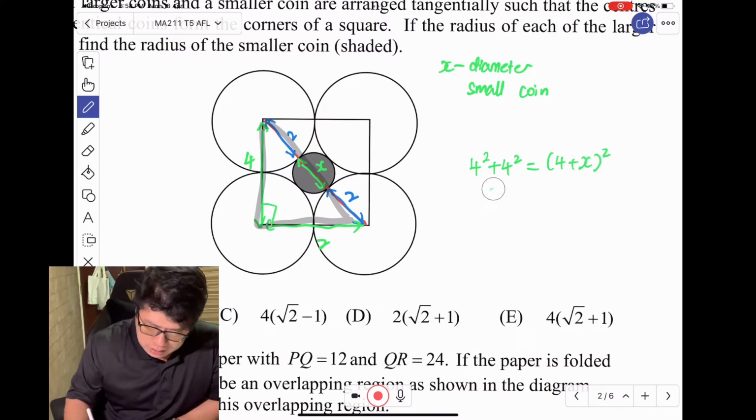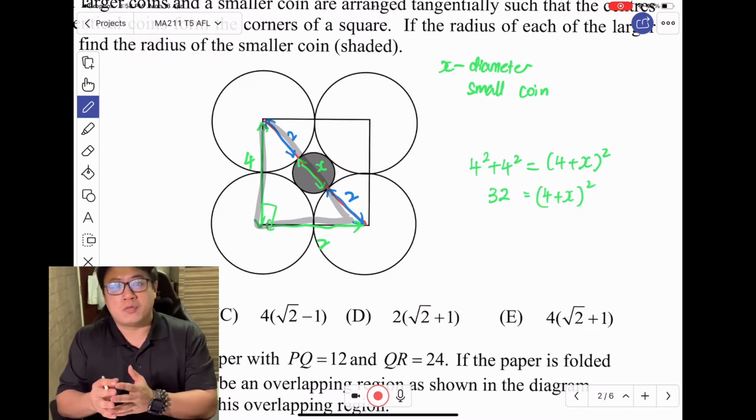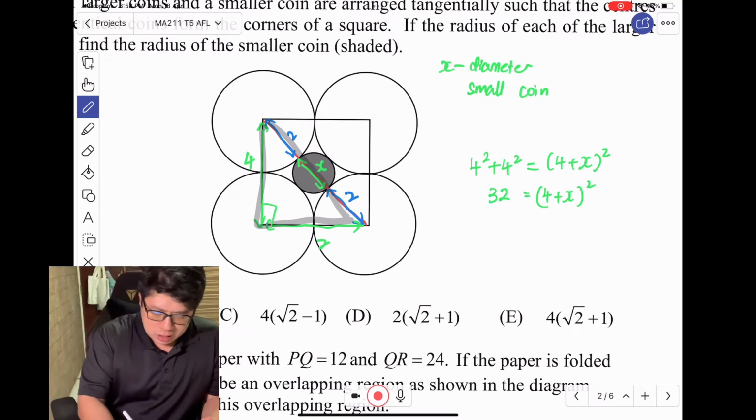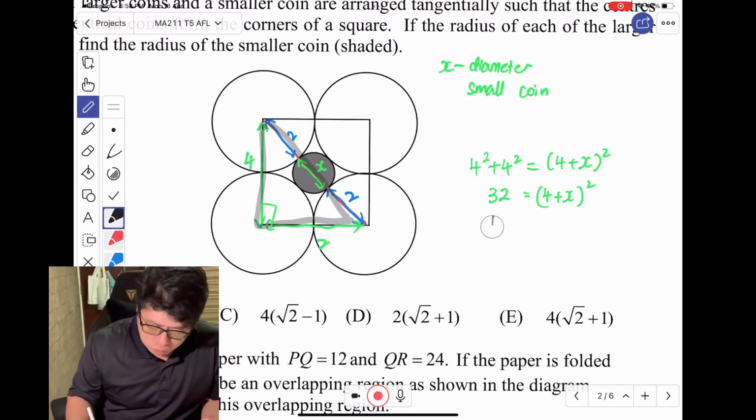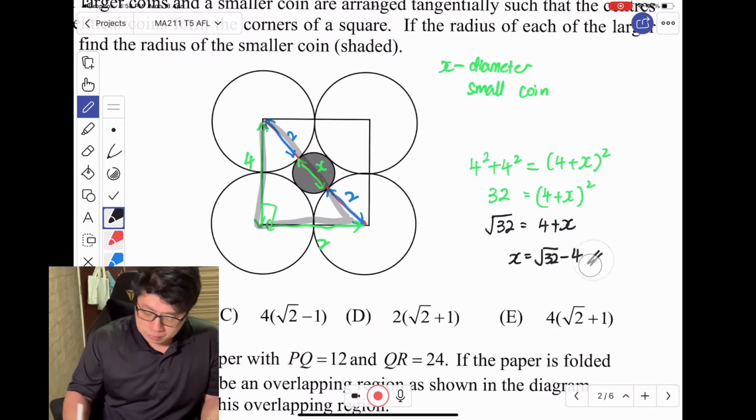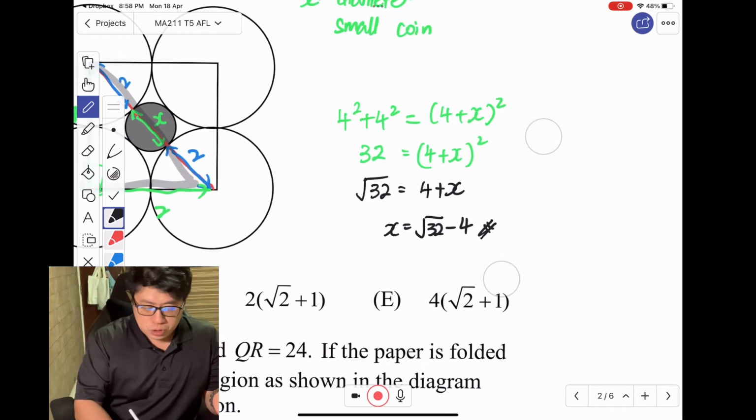On the left hand side is 32, equals (4 plus x) squared. I need to solve for x, so I'm going to square root both sides. After I square root both sides, this will be square root 32 equals 4 plus x, and then x will be square root 32 subtract away 4. Now remember, you can simplify this.